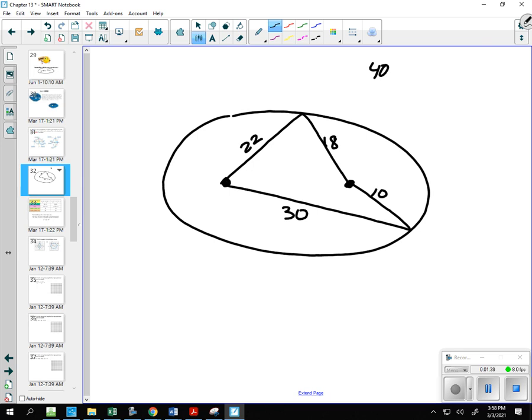And if I picked another point, and I'm going to use a different color this time, and I went way over here, maybe that is 34 and 6. So again, it's a constant sum of distances to the two points.